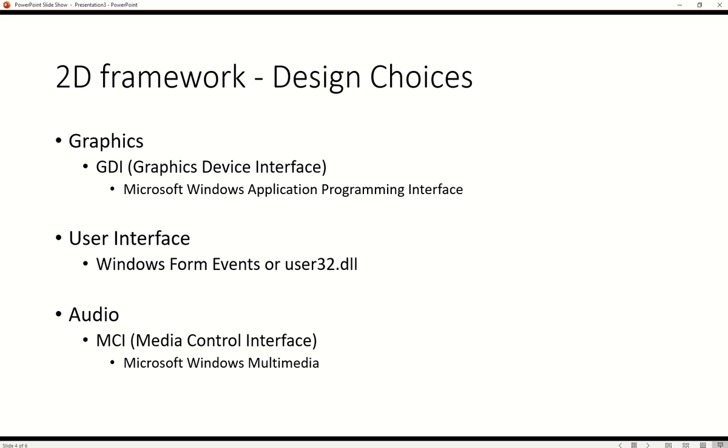So with the graphics, I'll be using pretty much whatever the Windows form uses, the GDI graphics or graphics device interface. This is Microsoft Windows Application Programming Interface, part of their interfaces. And for the actual user interface, the mouse clicks and the keyboard presses, I'll be just using Windows form events. I might hook into the user32 dynamic library.